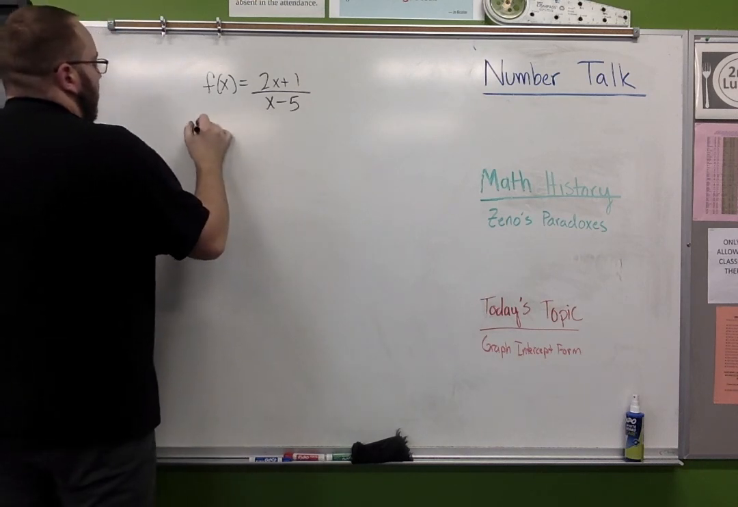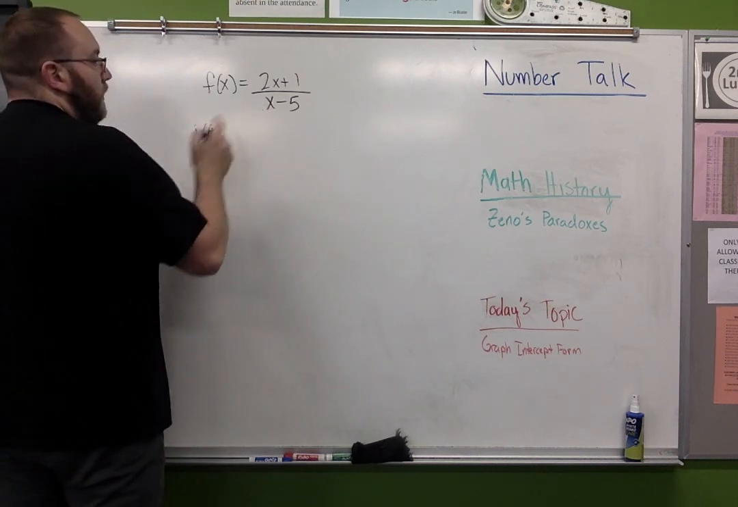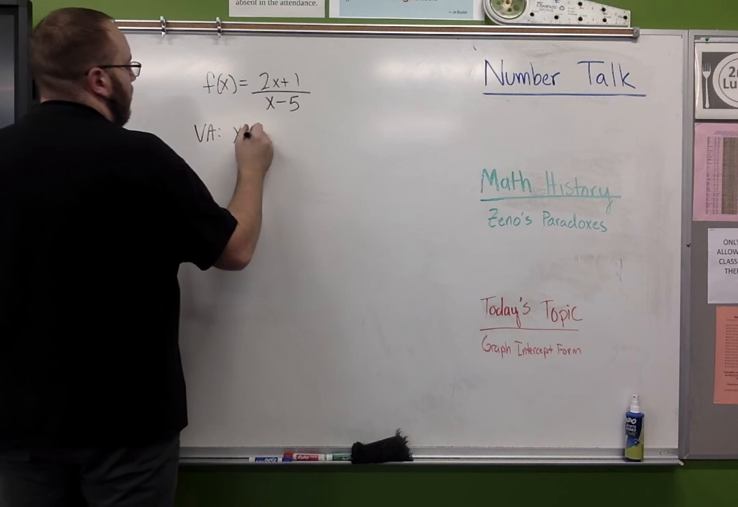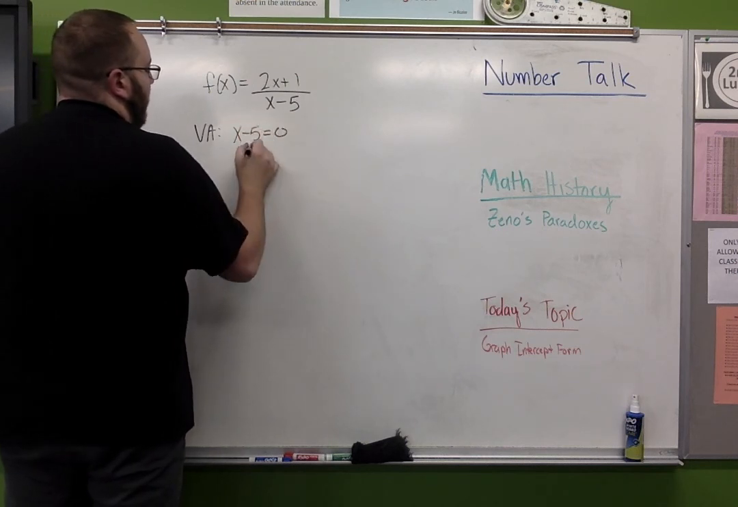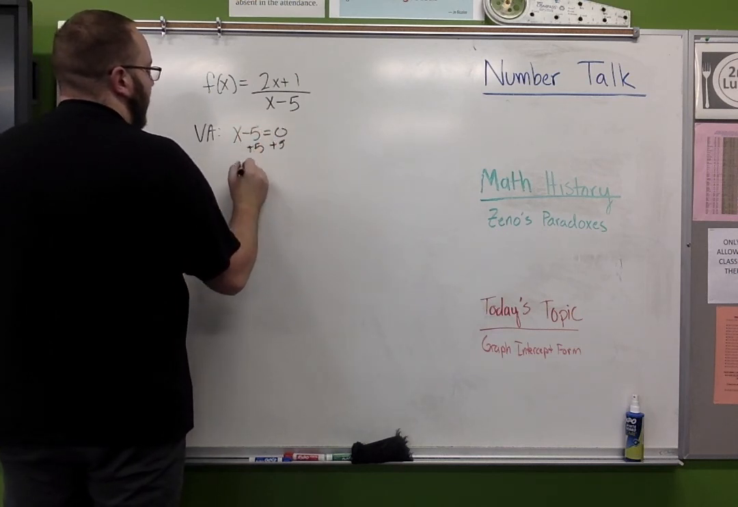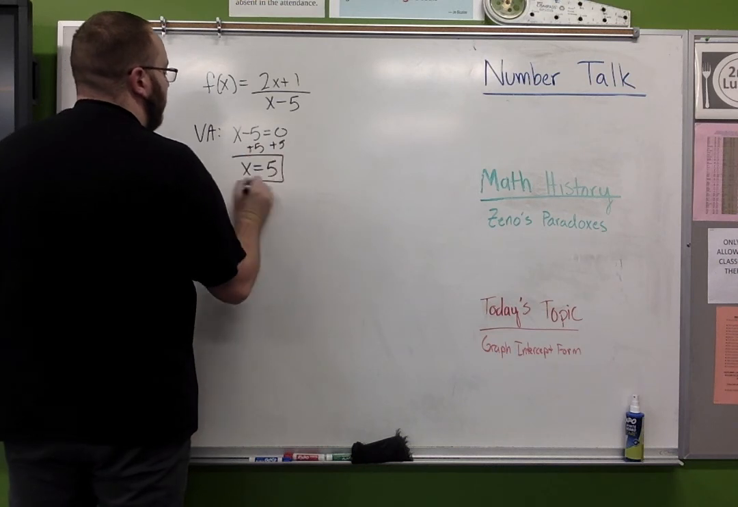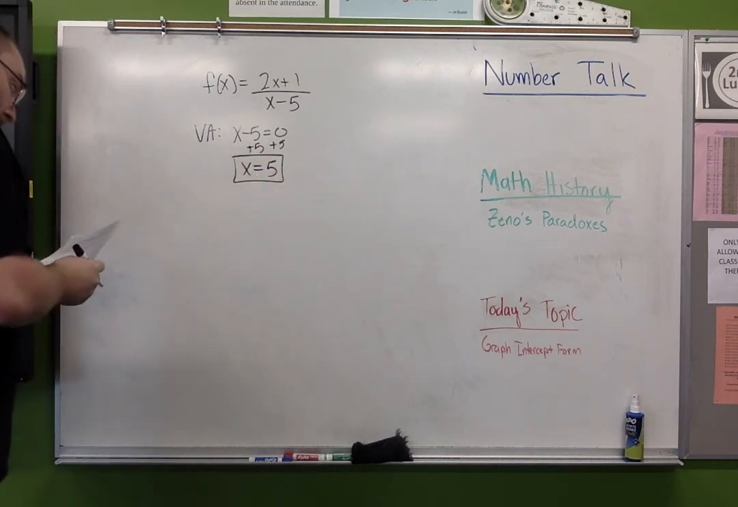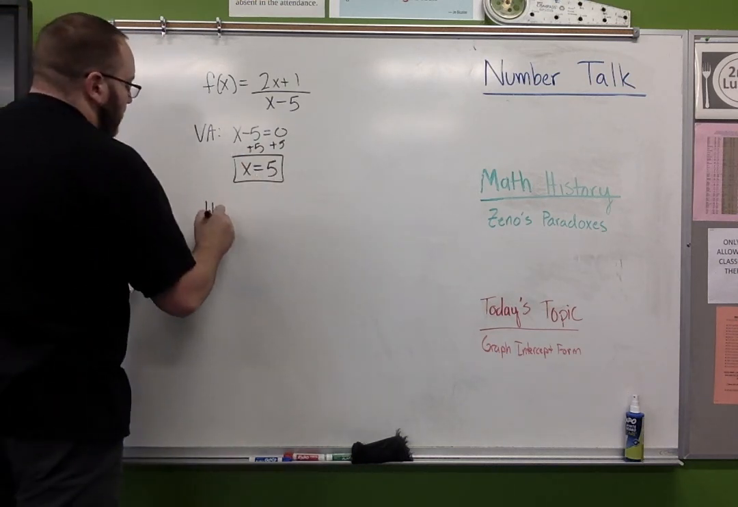Okay, here, vertical asymptote. Set the denominator equal to 0. Add 5 to both sides to get x by itself. X equals 5 is the vertical asymptote. Horizontal asymptote.